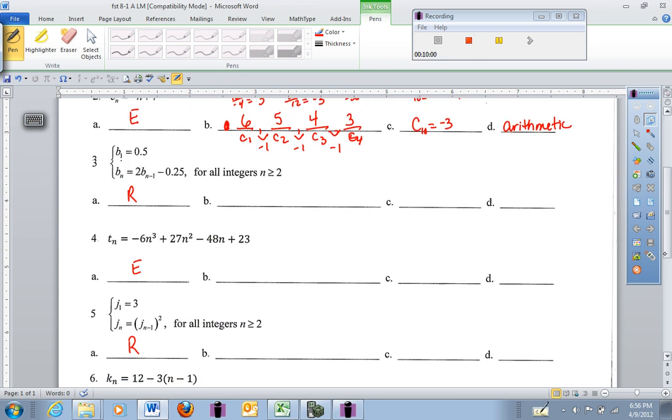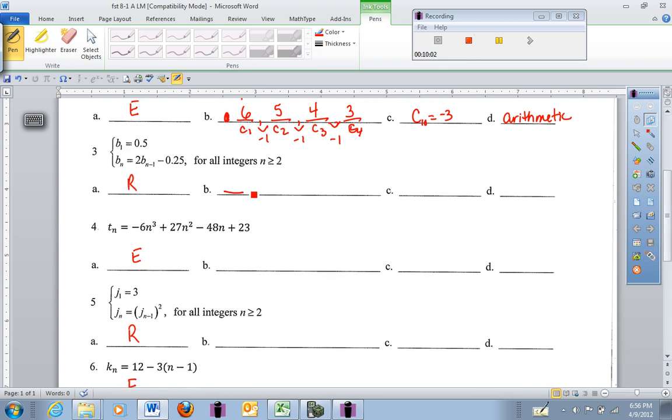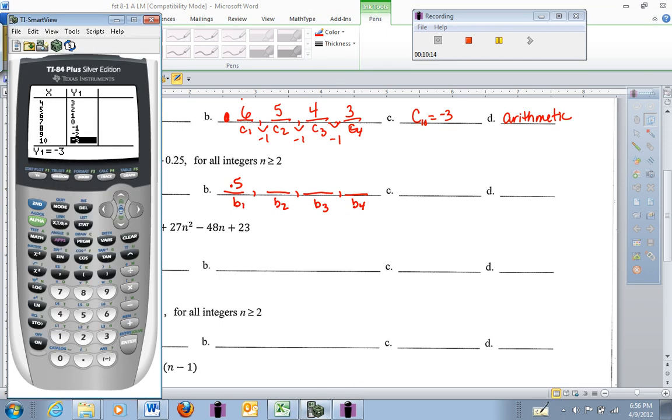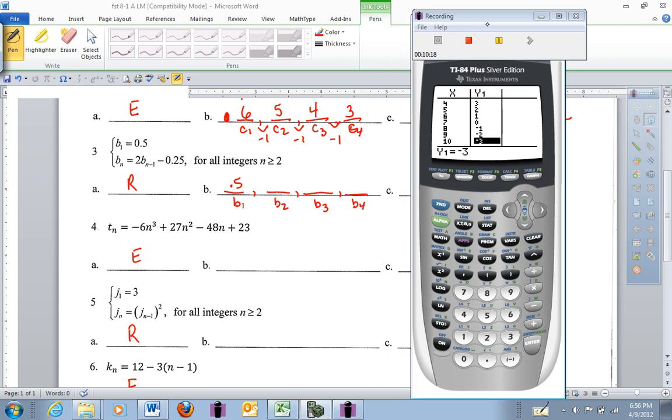Okay, we say number 3 is recursive. We know that if I write out my little list of terms here, b sub 1, b sub 2, b sub 3, and b sub 4, the first term is 0.5. Let's see if we can use our calculator to solve this one. Let me move it over here out of the way.